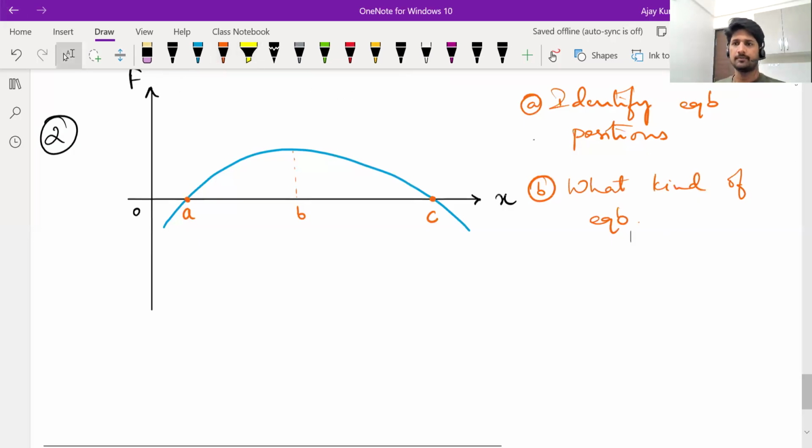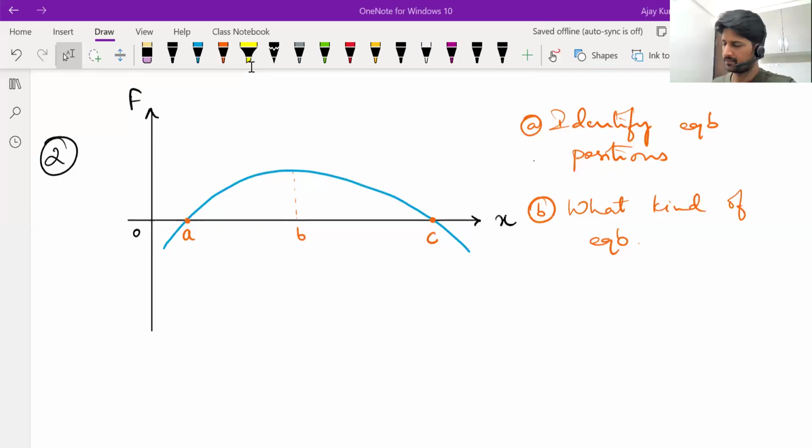Solve this carefully. Okay, any answer for equilibrium positions? Aishwarya, can you unmute? Okay, Vanilla, if you want to answer, you can. A and C, sir. A and C you are saying are equilibrium positions. Fine, that is correct only.